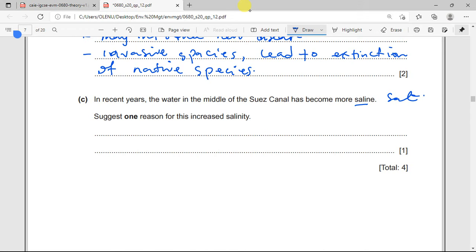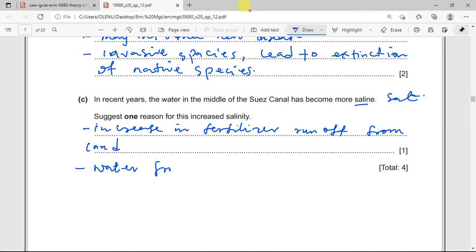This is simple. So usually, remember, it can be that water from the Red Sea has now flown into the Mediterranean. So there can also be as a result of increase in traffic along the Suez Canal. So it can also be salt. So it can be increase in fertilizer runoff, fertilizers runoff from land, runoff from land. It can be that water from the Red Sea flows into the Suez Canal.